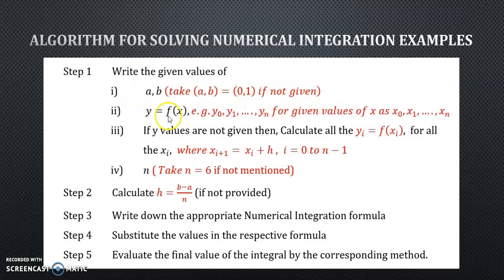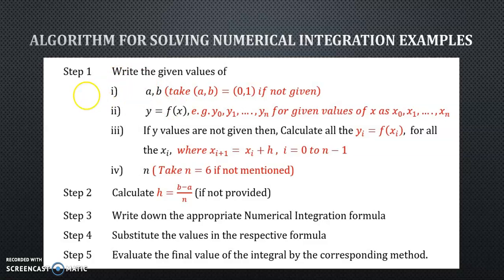Then you write down what is f(x), what is the function given. If you are lucky and your example consists of x and y values already given to you, that means f(x) won't be given to you, only the table will be given. We'll come across the example, then I will explain what I mean by this. In that table, x values and y values will be already given to you. You just note down those values.